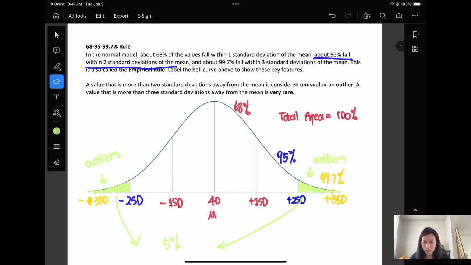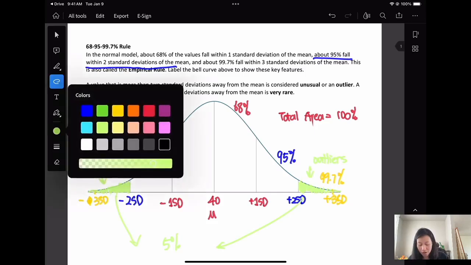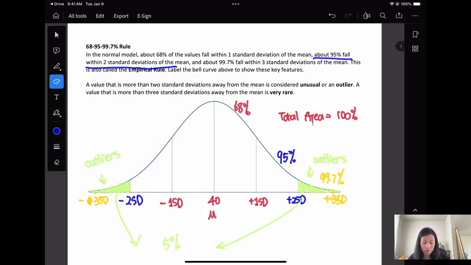Okay, so now let's do a very quick review. What's outliers when it comes to skew data? If the data is symmetric, we use the mean and standard deviation. Then if it's 2 standard deviations away, it will be considered an outlier.